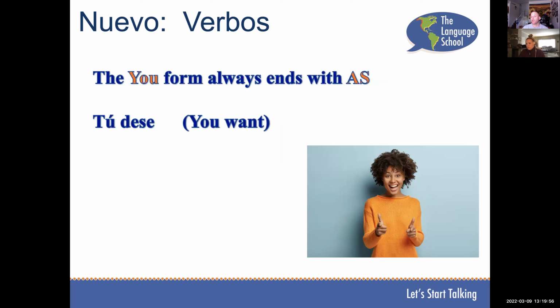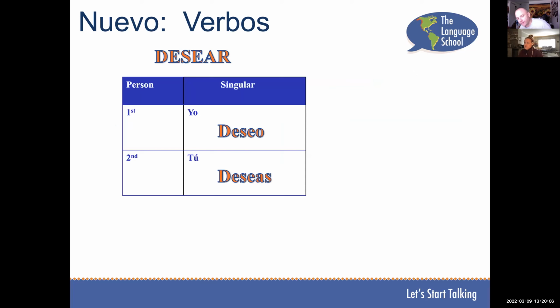The you form always ends with an AS. So to say you want, we would say tú deseas. Does that make sense? All right, so let's break this down with the different verbs that we've learned. So desear means to want. Yo deseo means I want. Tú deseas means you want. All right, ordenar, let's practice.